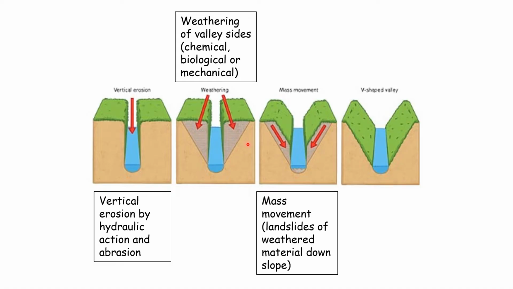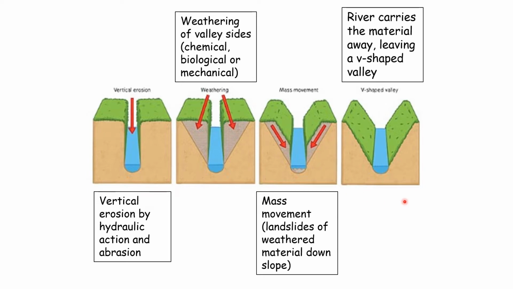This weathered material then slides and creeps downwards because of gravity and is finally carried away by the river, leaving our V-shaped valley. So going from left to right, that is the order you could write this in an exam question.